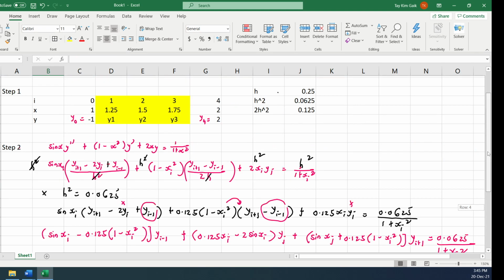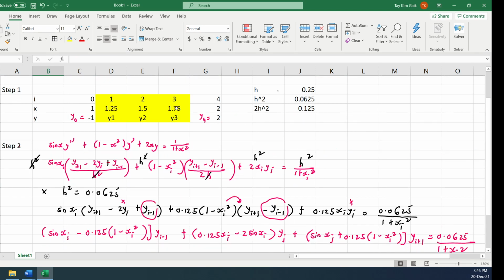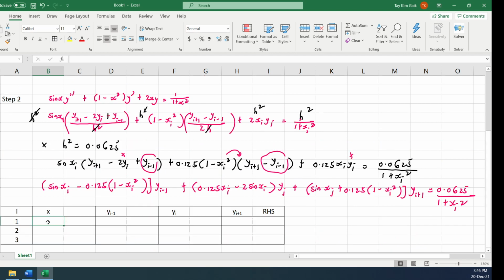For i equals 1, 2, 3, x is 1.25, 1.5, 1.75. When i is 1, you plug into y_{i-1}, 1 minus 1, you have y0. Going down it increases by 1, so y1, y2, and going to the right hand side it also increases by 1.